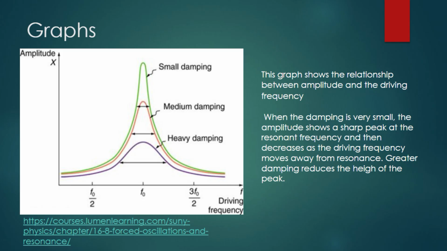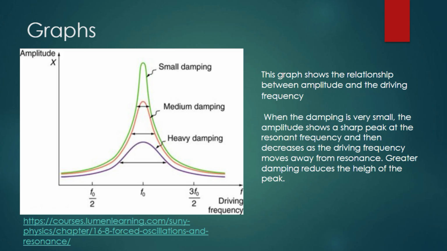All right, so this graph here is showing us how much a building is shaking depending on the frequency of whatever's pushing it. In our case, it's an earthquake. And then how much damping this building has is represented on the graph. You've got the three curves here: small damping, medium damping, and heavy damping.